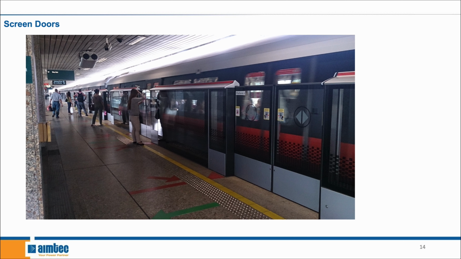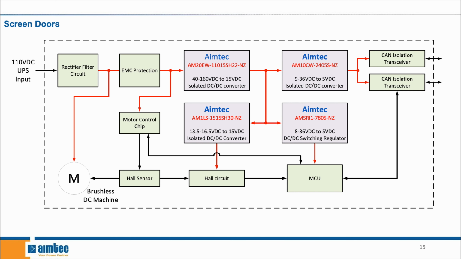Next, we're going to be moving on to screen doors. Screen doors have been widely installed in major stations around the world. They prevent passengers from falling off the platform and help HVAC systems run more efficiently. The below system uses a pneumatic solution to control the door opening and closing. The system voltage is again 110 volts and features a UPS power supply in case of emergency.